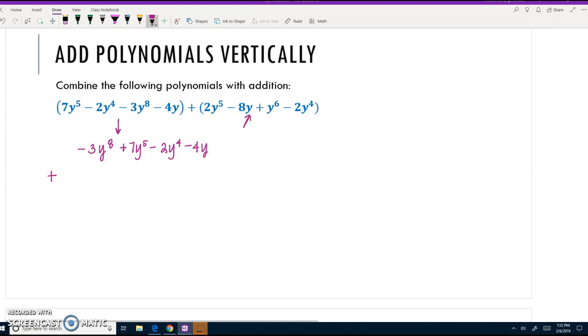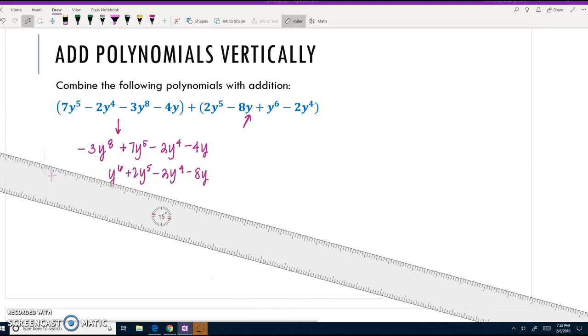Now, if we notice here, I have a y to the 6th, so that wouldn't necessarily align up with anything. So it's kind of up to you how you want to align your terms. A lot of times we like to put terms that are exactly alike right next to each other. But if I have a y to the 6th, I'm not going to be able to fit that in anywhere, so I could put it in between right here like this. And then plus 2y to the 5th, I've got another minus 2y to the 4th, and I've got a minus 8y.